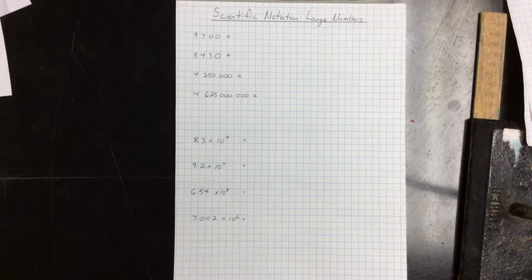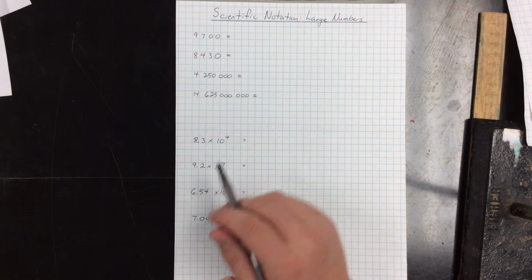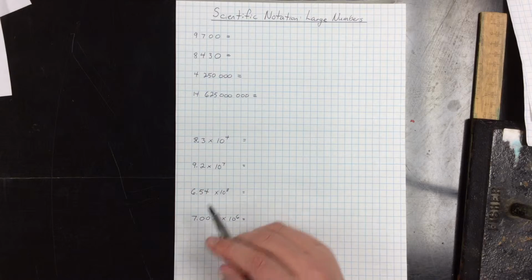In science and geography, we often come across very large numbers, things for areas, distances, and there's got to be a nice short way to write them. So we often use scientific notation, or powers of 10, to help us write this out.